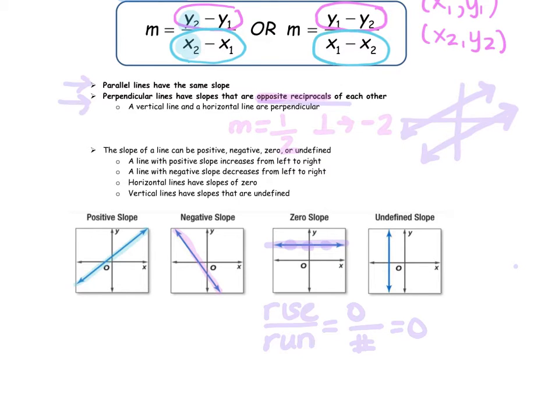Alternatively, a vertical line has an undefined slope. If you think about rise over run, rise, the up and down change, is going to be some number. The run is 0, left to right, you're not going anywhere on that line. You cannot have a fraction with a denominator of 0. That fraction is undefined. So a vertical line has an undefined slope and a horizontal line has a slope of 0. Let's look at some examples on the next page.